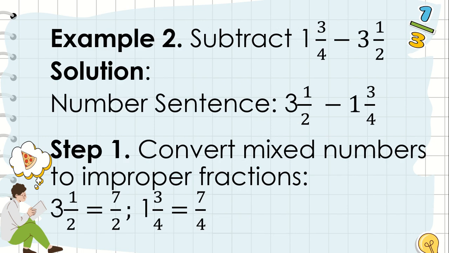Example number 2. Subtract 1 3/4 from 3 1/2. Solution. Number sentence. 3 1/2 minus 1 3/4. Step 1. Convert mixed numbers to improper fractions. 3 1/2 is equal to 7/2. 1 3/4 is equal to 7/4.